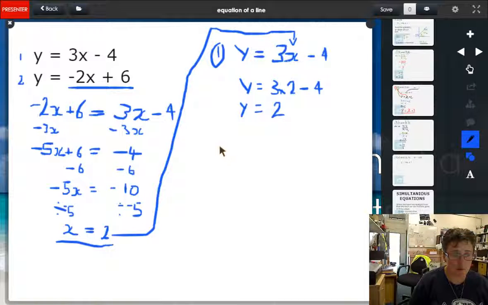So now we know that we've got the point of intersection for both of these equations. Where both equations are true is the point x is 2, y is 2. And if that's correct, if I substitute 2 into here, I should get y is 2 here. So -2 times 2, so x is 2, so that's -4 plus 6 is 2. So that equation's correct. That's just the substitution method.